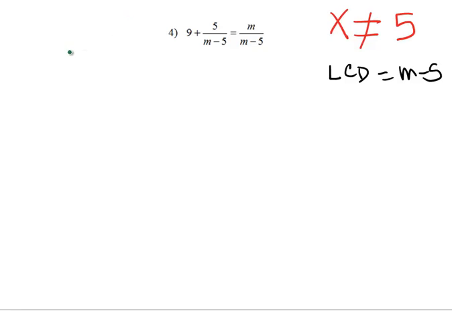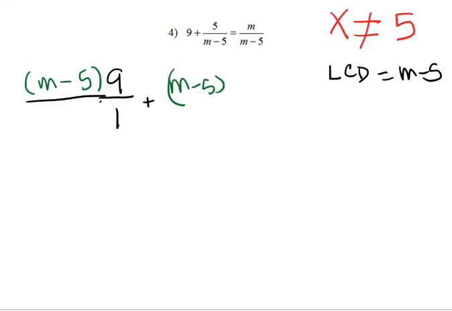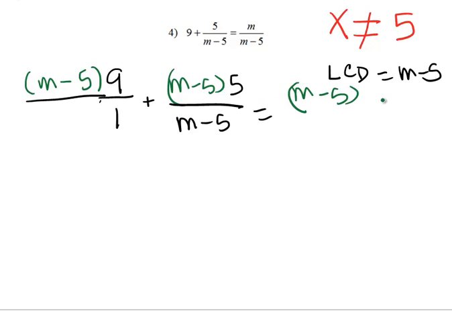We'll say m minus 5 times 9 over 1 plus m minus 5 times 5 over m minus 5 equals m minus 5 times m over m minus 5. And now we get to do our canceling.